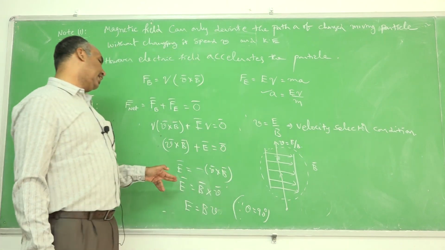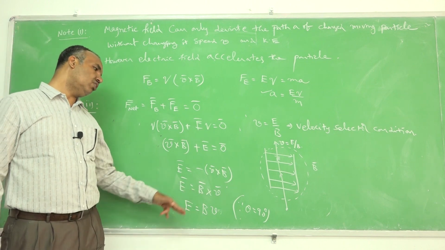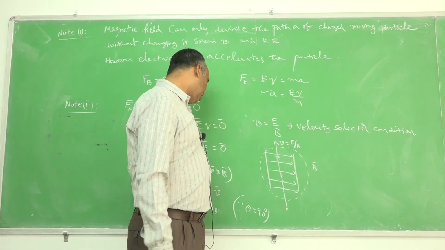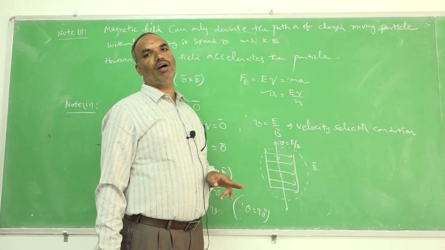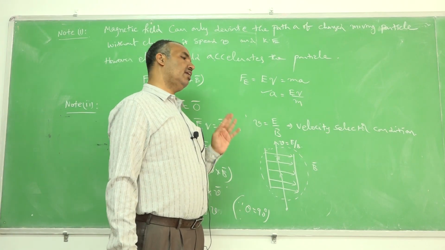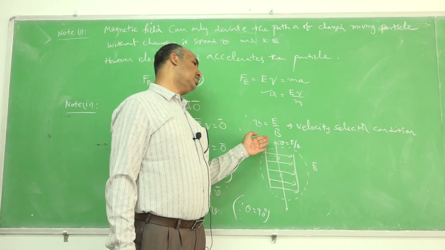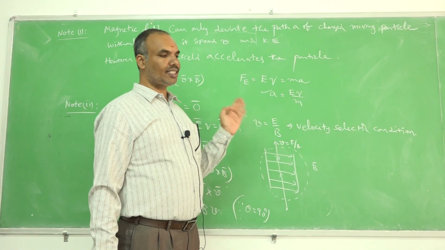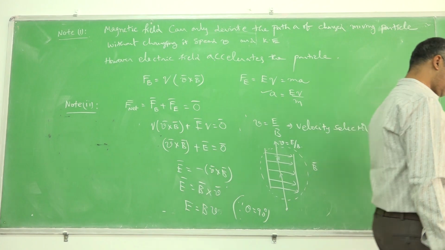So, the condition for velocity selector is vectorially represented as E bar is equal to B bar cross V bar. As the angle between B and V is 90 here, the particle moves with a constant speed called E by B. Such a field is called crossed field. The particle motion in that crossed field is with a constant speed, and this condition is called velocity selector condition.